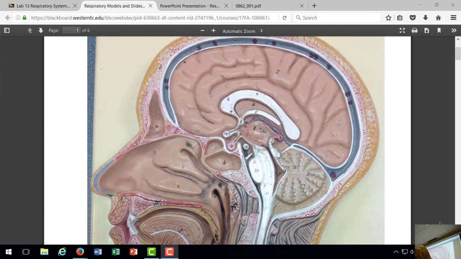All right, today's lab is on page 26, looking at the respiratory system. And in objective number 1, we're going to start with the upper respiratory system.